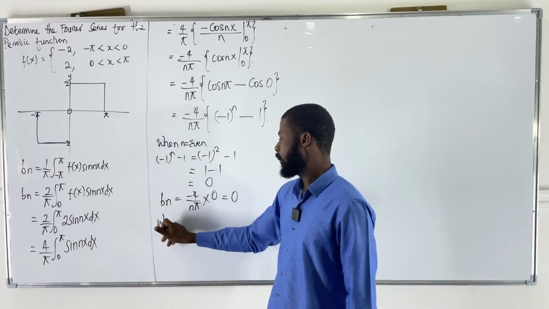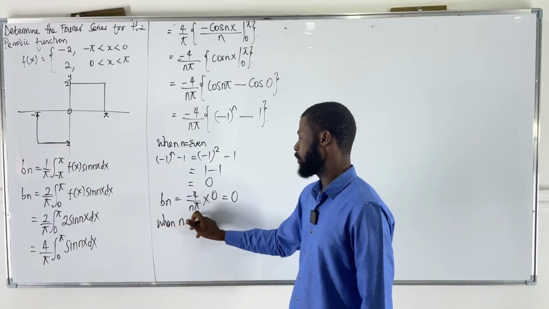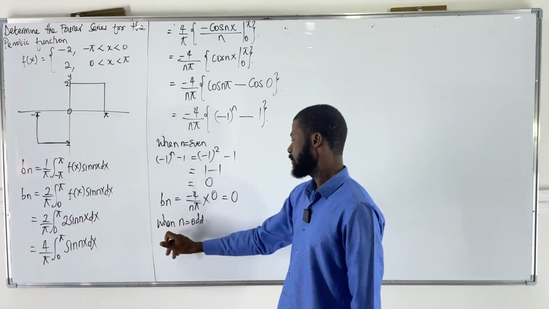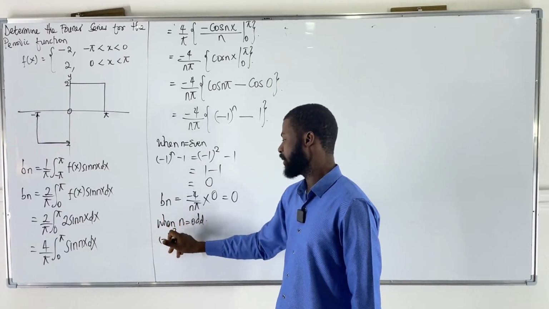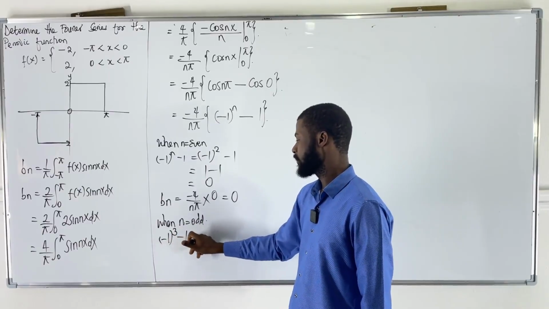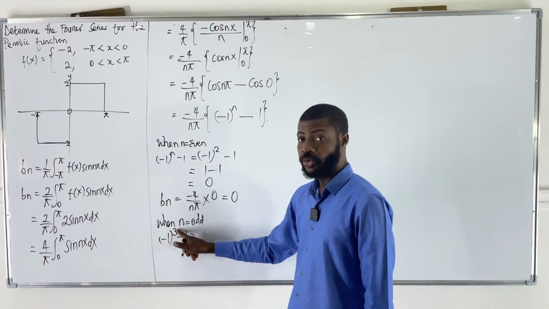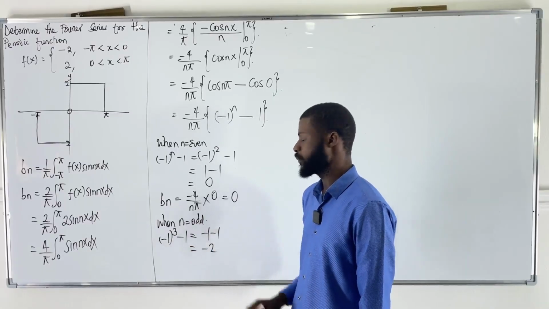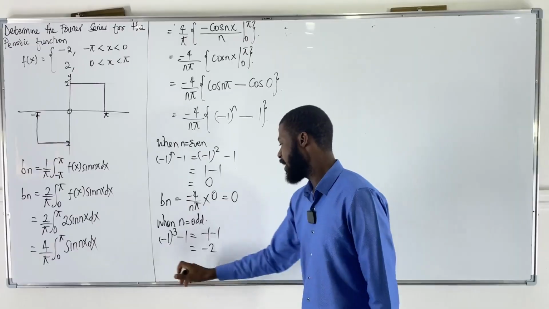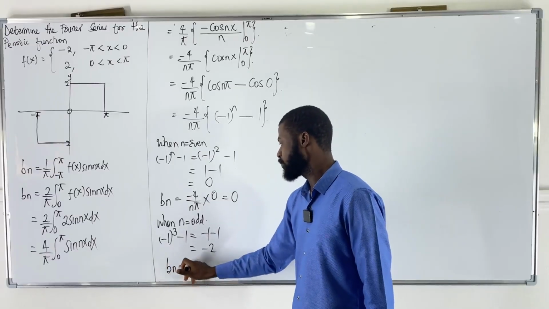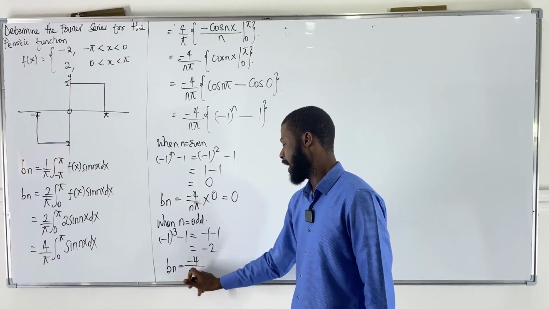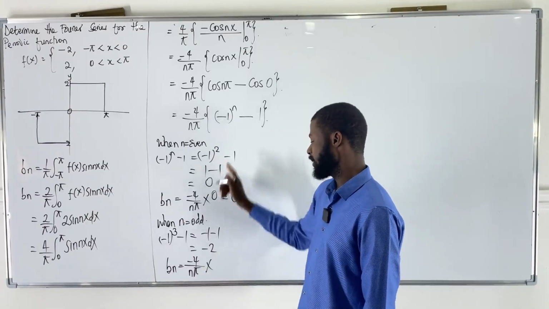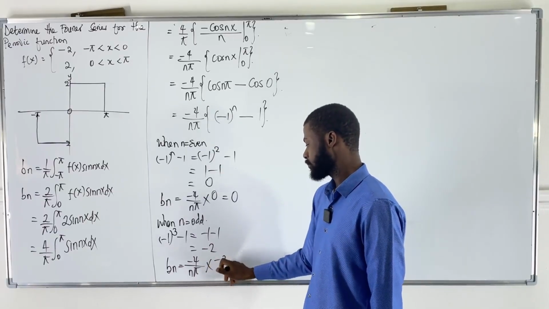Now let's see. When n is odd, what's going to happen to this bracket? So minus 1 to the power of 3, minus 1, is equal to, minus 1 cubed is minus 1. So I have minus 1 minus 1, so that's minus 2. So this means that our b sub n, which was minus 4 over n pi times the bracket, is now minus 2.